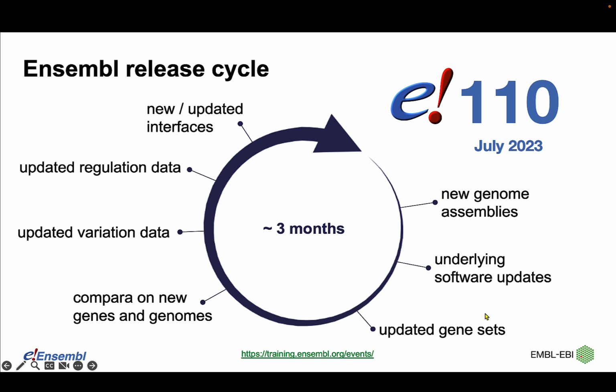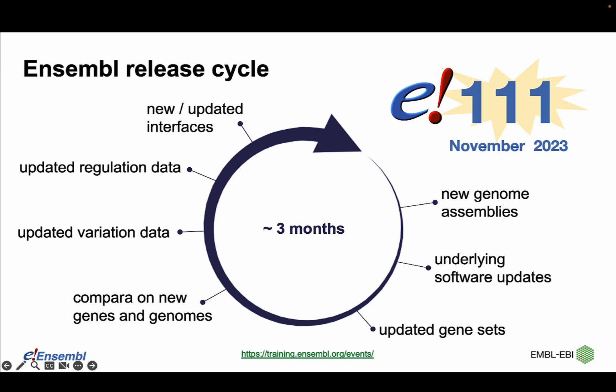As genomic data is constantly evolving and changing, Ensembl is updated every 3 months to represent the most recent findings. Behind every update, a lot of work is involved, which includes the addition of new genome assemblies, updating underlying software, updating gene sets, adding new comparative genomics analyses on genes and genomes, updating variation data and regulation data, and adding any new interfaces.